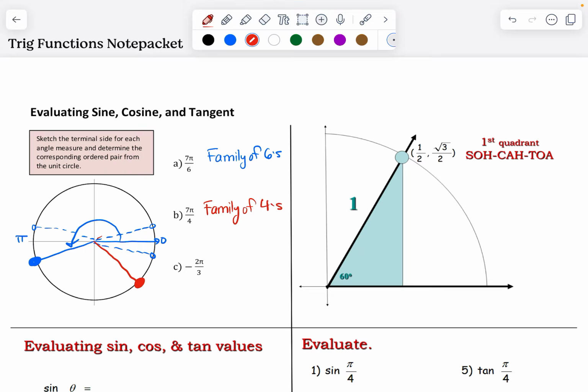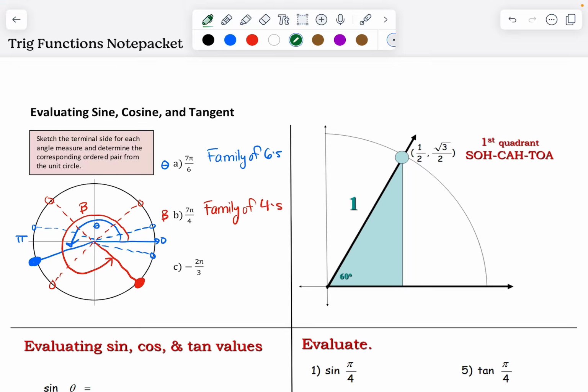The first angle that is part of the family of 4s is pi over 4 in quadrant 1. In quadrant 2, it's 3 pi over 4. Quadrant 3, that'll be 5 pi over 4. And then quadrant 4 has 7 pi over 4. And this opens up in the positive direction, and we can call that beta. And then the first one was just theta.